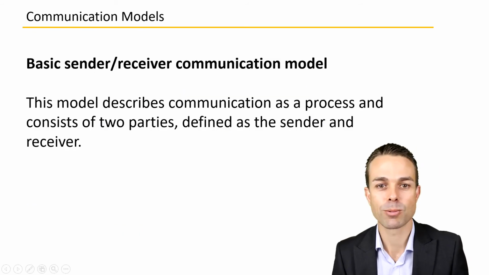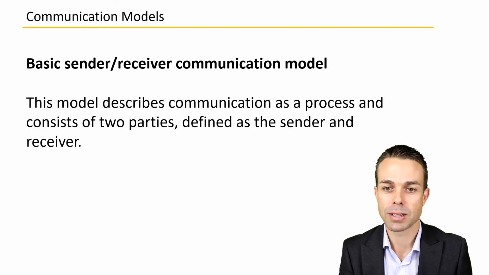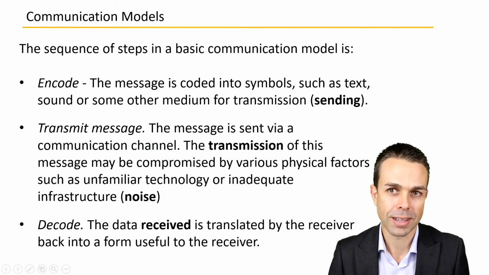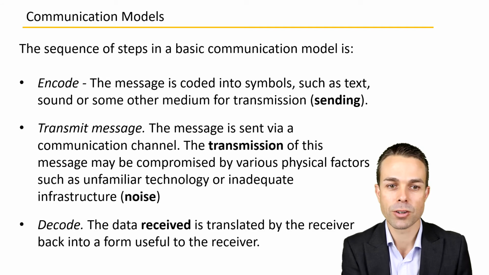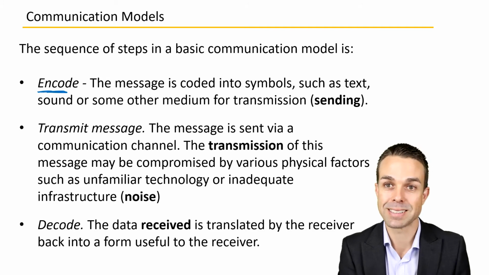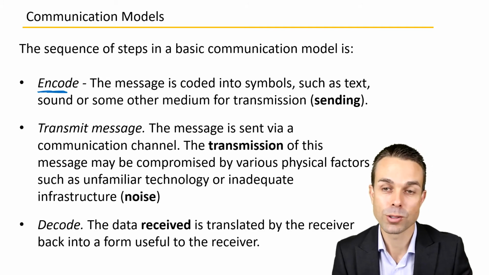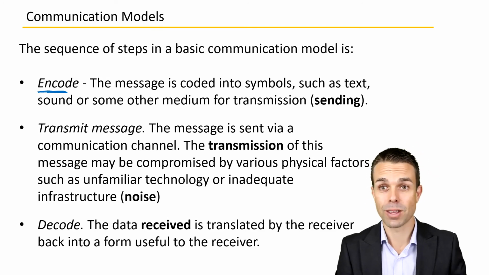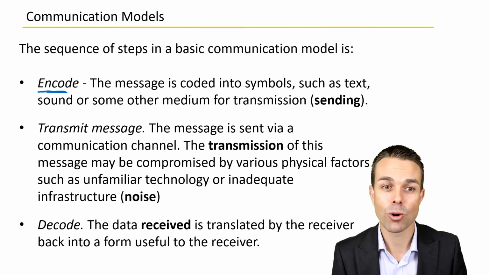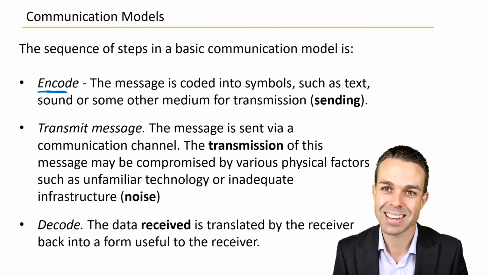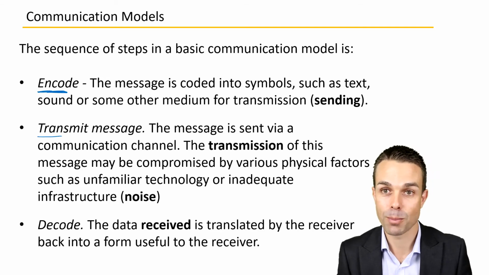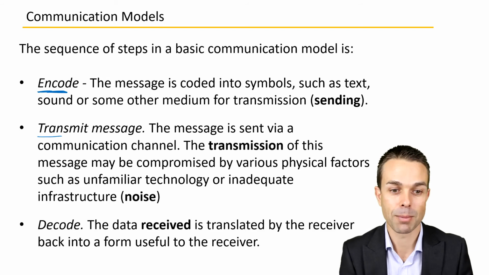The basic sender-receiver communication model describes a process that consists of two parties defined as the sender and the receiver. And there are a few things that go on in this basic model. First of all, the sender encodes the message. So they're using their words, or symbols, or for example, words on a page, or if it was ancient Egypt, it would be hieroglyphs. How are we communicating and sending that message? We're transmitting the message, from me to whoever reads it in the end.